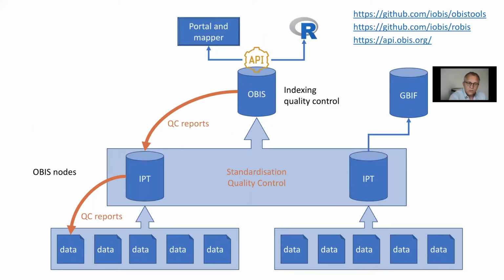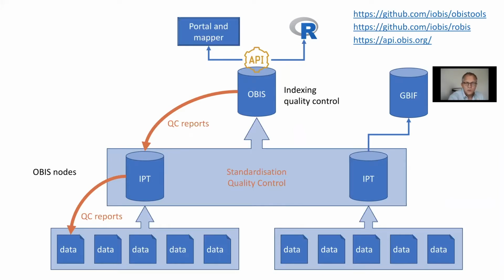One slide on the data flow. I think this is very comparable to the deep data system. So the data providers provide their data in Excel or whatever format to the OBIS nodes. These can be national or regional or thematic OBIS nodes. They do all the standardization and quality control, and provide the QC reports back to the data providers. It's important that the quality is up to date at the source level, because when they send a new version, the same errors should not be repeated in the next version.